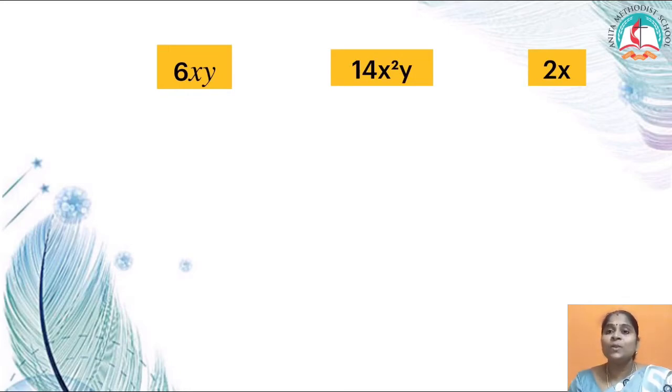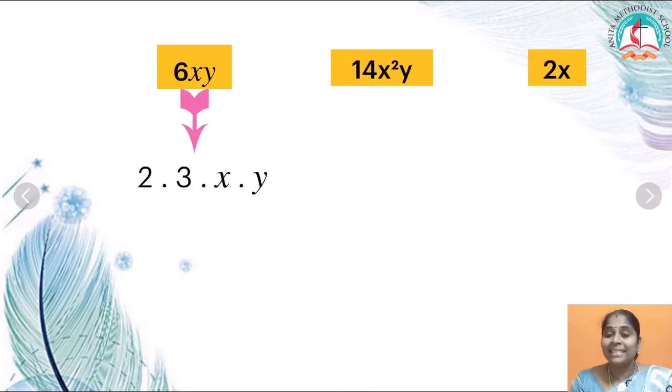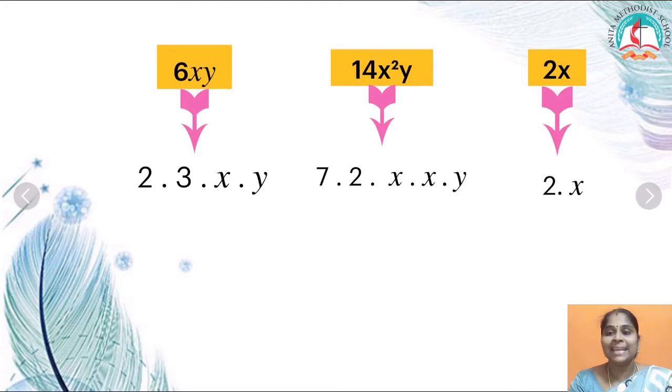So what is the irreducible factor for 6xy? The 6 is written as 2 into 3, and x is 1 time, y is 1 time. Next, 14x square y. How to write 14 in irreducible factors? Yes, it is 2 into 7. So 2 into 7, x square, x is 2 times, so x into x, and y 1 time, so y. So 7 into 2 into x into x into y. That is the irreducible factor for 14x square y.